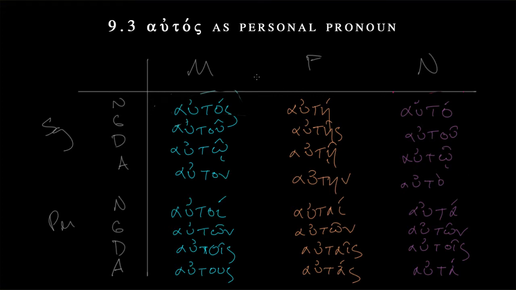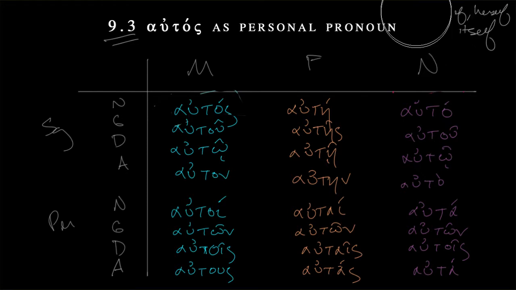Hi everybody. We're using the same chart again, but we're actually into a new unit here, 9.3. I've done a little cleanup. You can see there's still some rough edges. And in this section, we're going to tackle autos as a personal pronoun. This is when it can mean not just intensifying himself, herself, or itself.